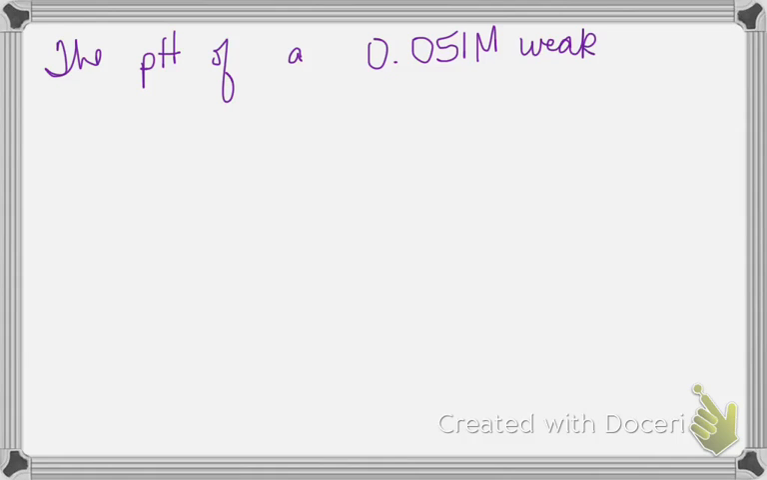The pH of a 0.051 molar weak acid is 6.21. Calculate the Ka.